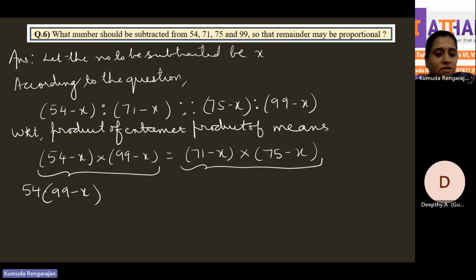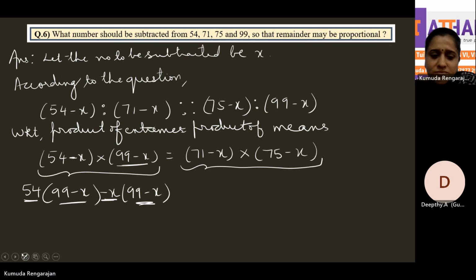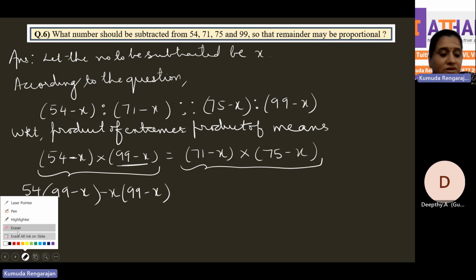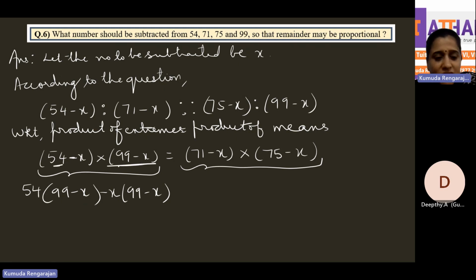Then write the second term, minus x. See, 54 we wrote, then the second term is minus x, and put the second bracket again. In the first bracket, what do you have? 54 minus x. You should multiply that with the second bracket 99 minus x, because we have to multiply every term. The first term has to be multiplied with everything, and the second term also must be multiplied with everything.